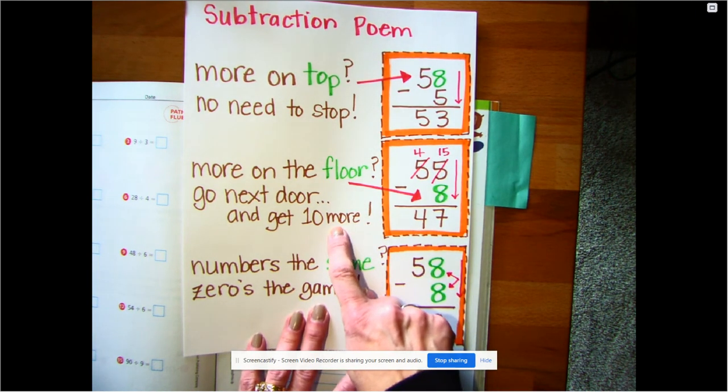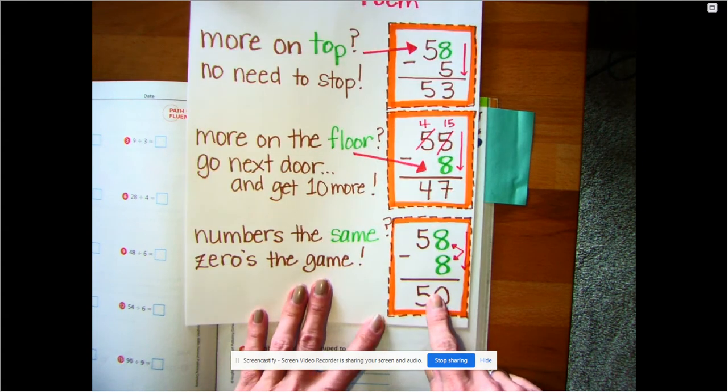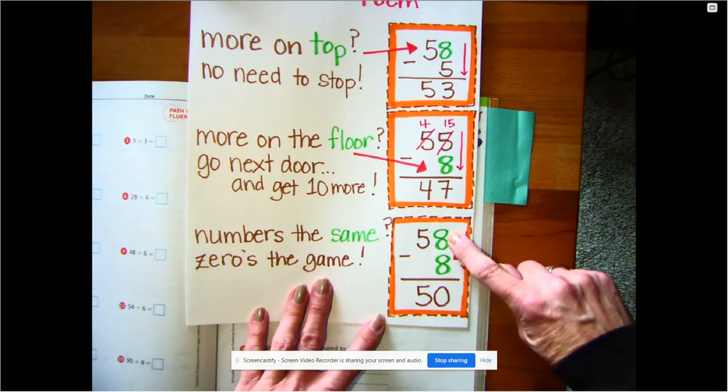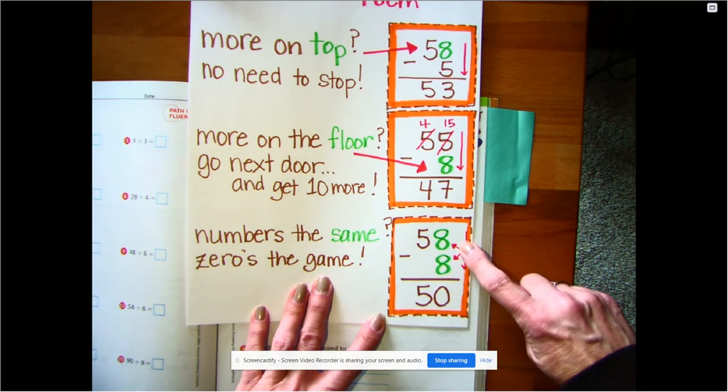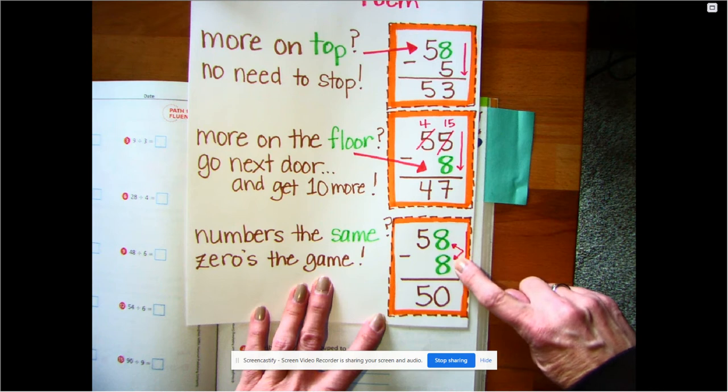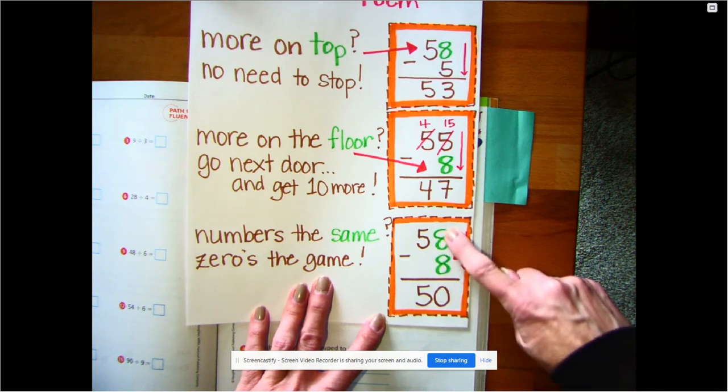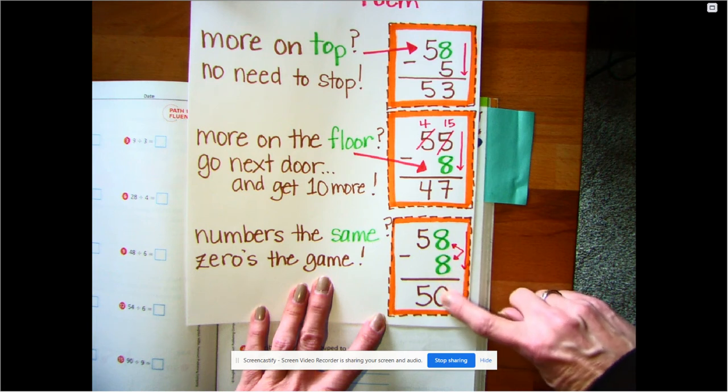Now, if the number's the same on the top and on the floor, 0 is the game, right? You're just taking 8 away from 8. It's going to leave nothing. So when these two numbers are the same, 0 is your game.